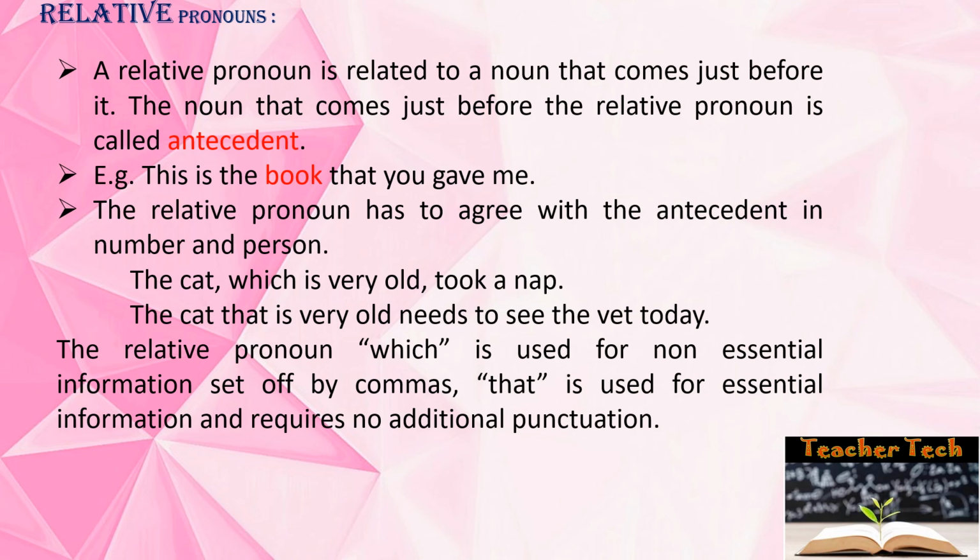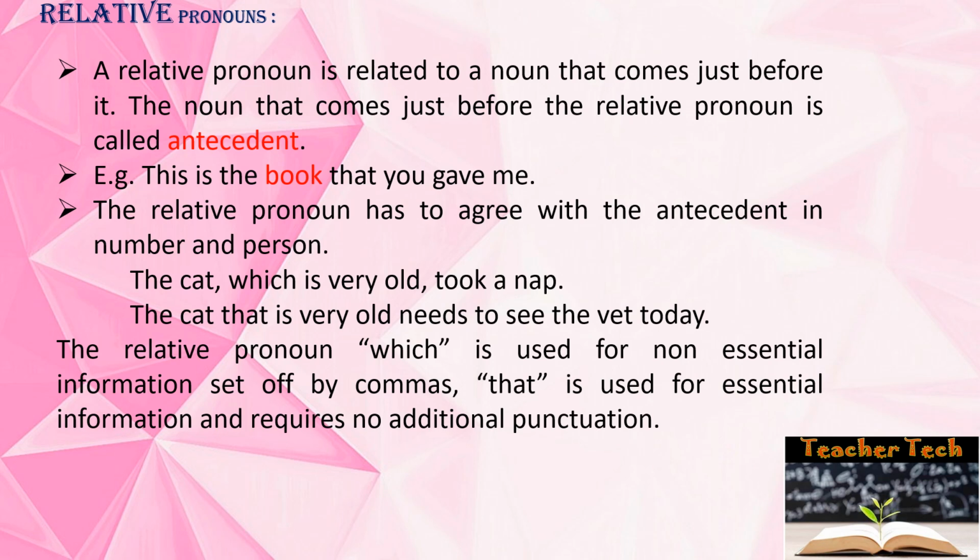So these two sentences are connected with the relative pronoun, the word that. What is coming before that? Book. So book is the antecedent. The relative pronoun has to agree with the antecedent in number and person. For example, if it is books, then you have to change the relative pronoun also.